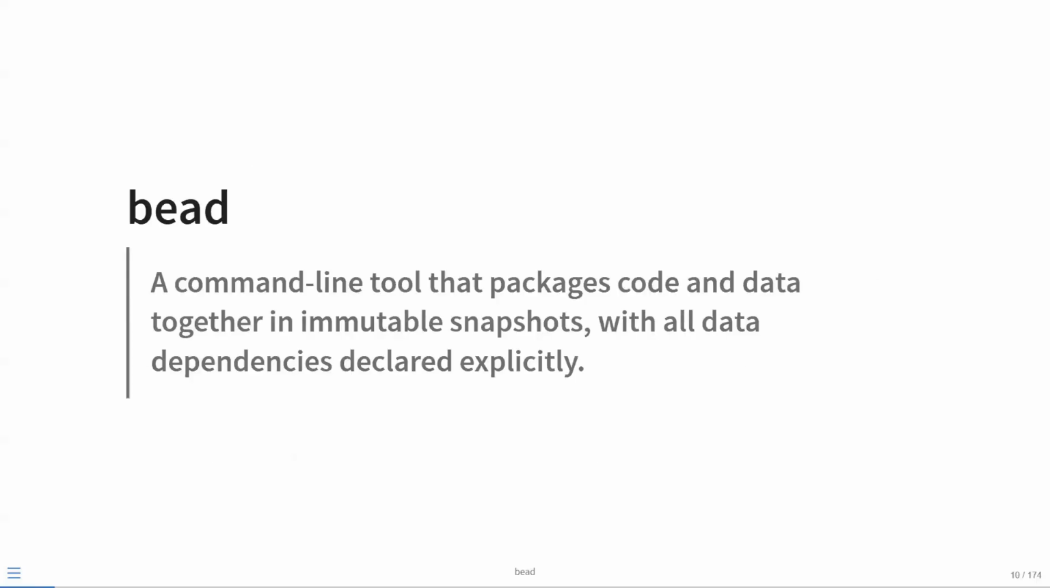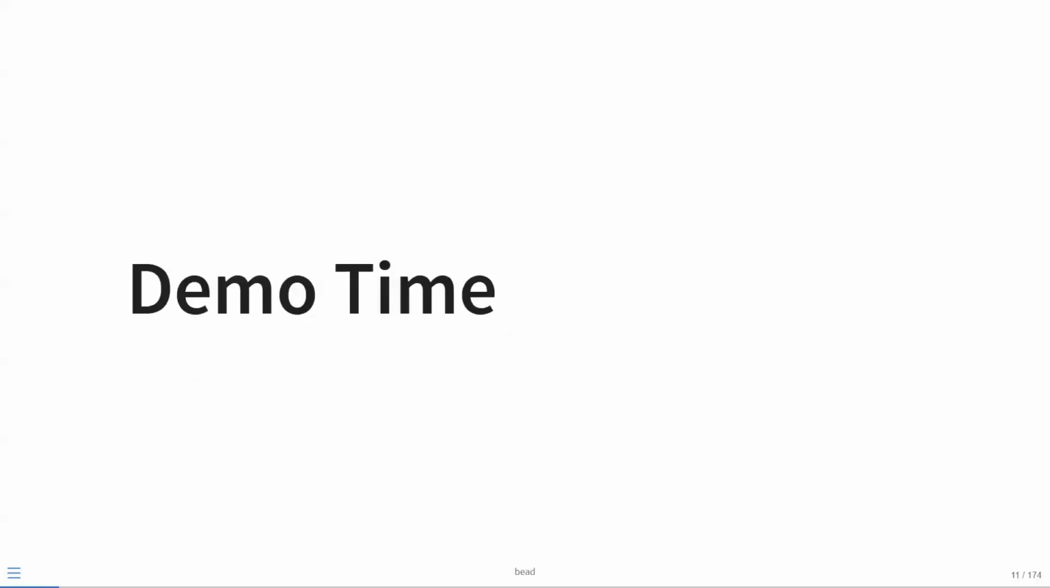So what bead is doing is this: it's a command line tool that packages the code and the data together in an immutable snapshot. It's a zip file with all the data dependencies declared explicitly. That's basically one chunk in the big graph of provenance, but that's enough for what we need, and you can reconstruct the entire provenance if you like. Krisztián will show you how this actually works in practice, and then at the end I will tell you a few words about our experience using bead the past couple of years in our research.